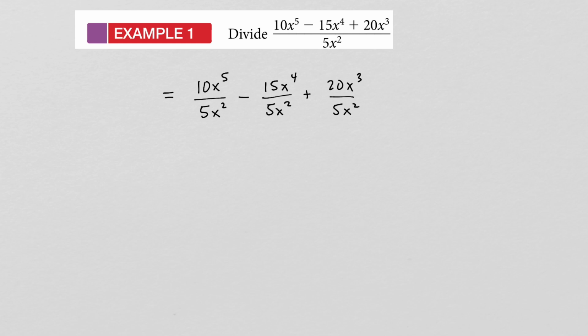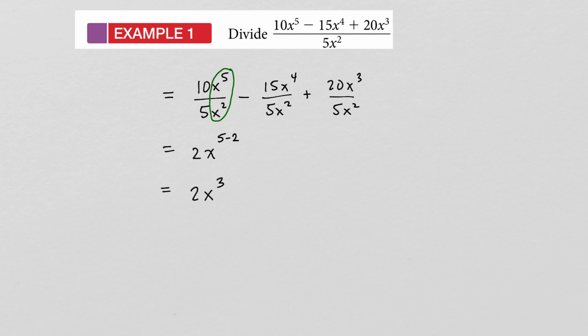And then from there, we can do simple division. So we can divide the coefficients. 10 divided by 5, we know that this is equal to 2. And then for the powers, when you divide x to the fifth by x to the second, remember you subtract the exponents. And so this first term ends up being 2x to the third power.